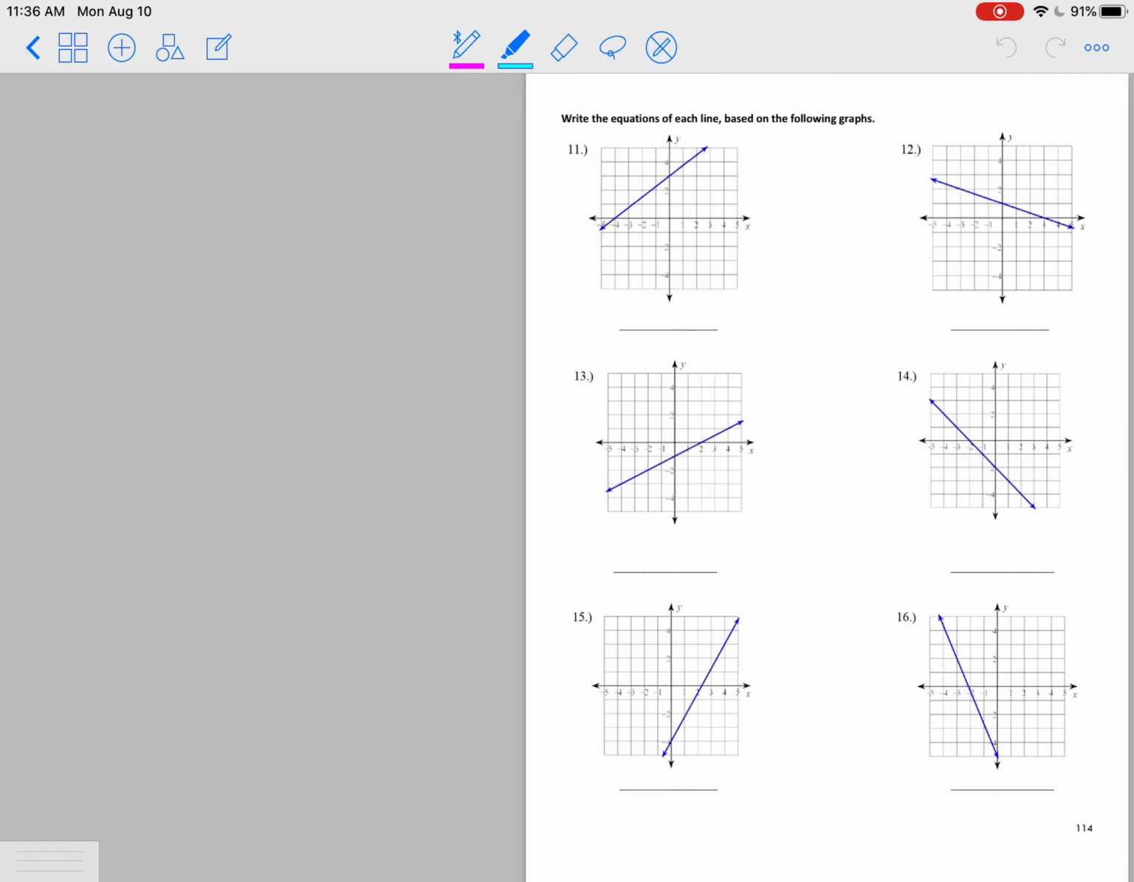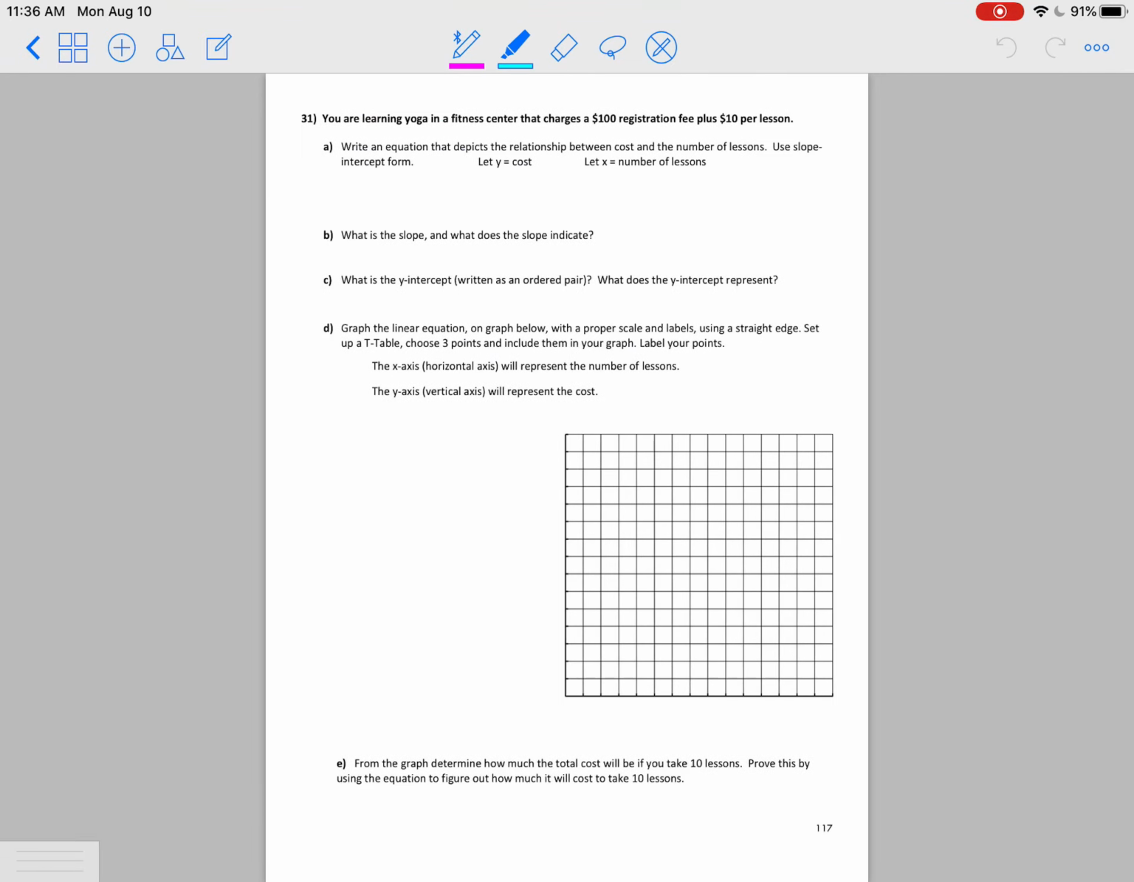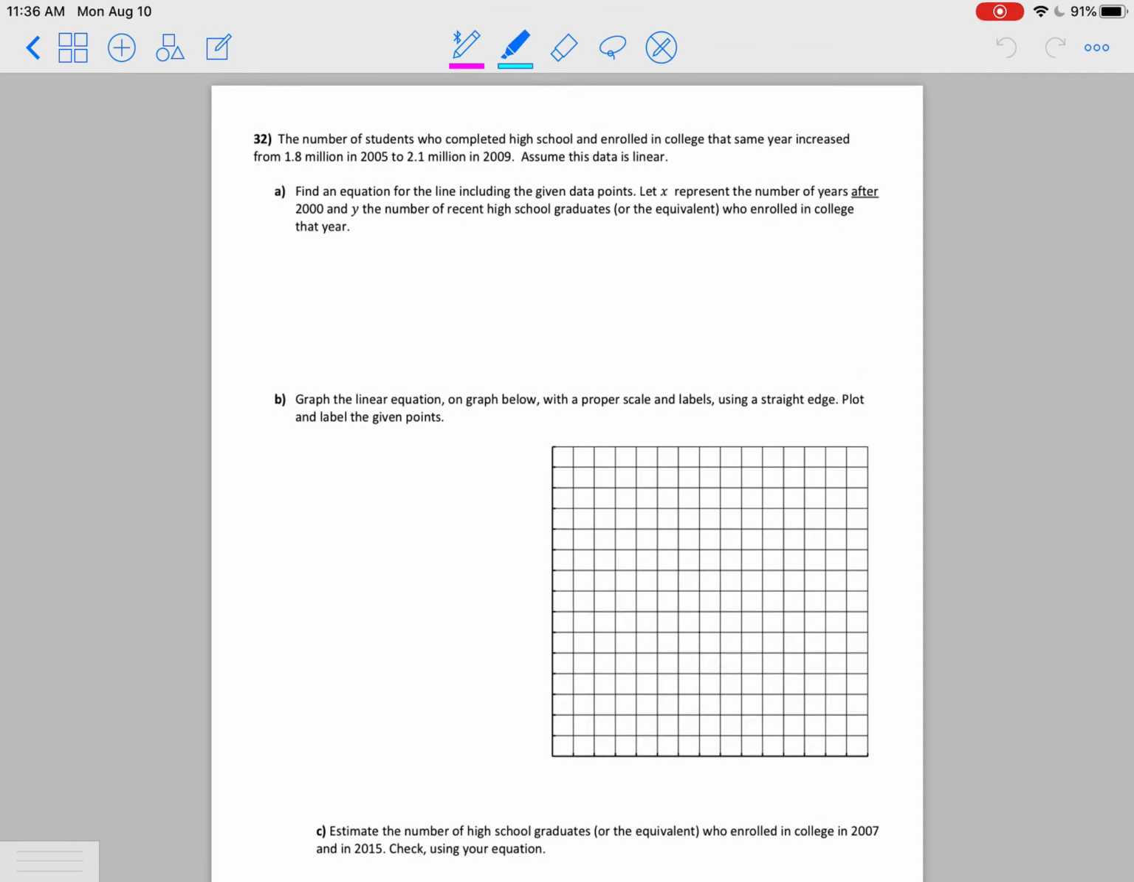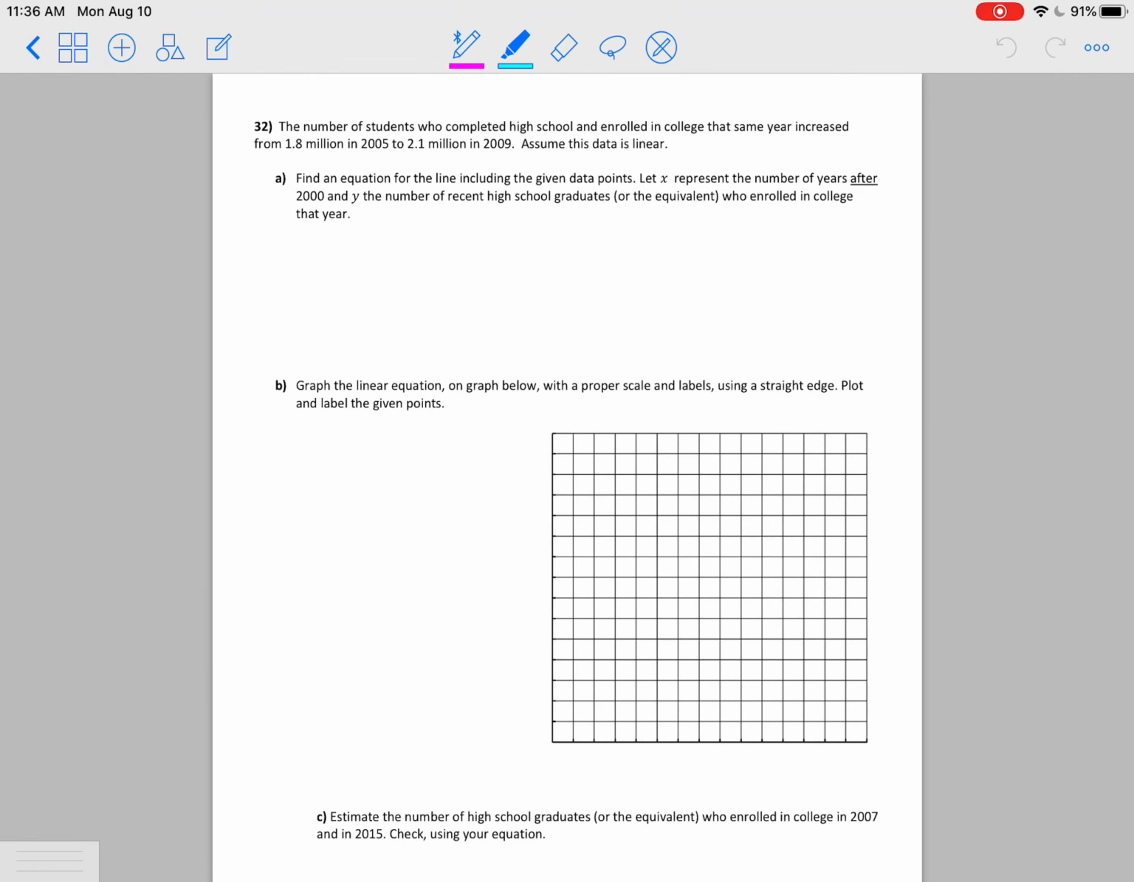Okay, so I'd like to jump to a problem in your worksheet. We're going to look at problem number 32. This is a very important problem, and you will see a problem like it coming up on your final exam. So that's why I think it's pretty important to cover this. All right. So the number of students who completed high school and enrolled in college that same year increased from 1.8 million in 2005 to 2.1 million in 2009. Assume this data is linear.